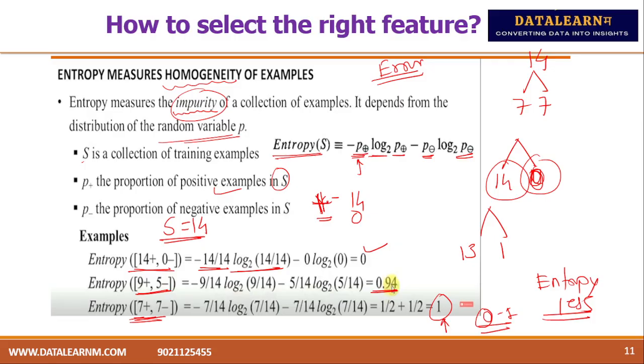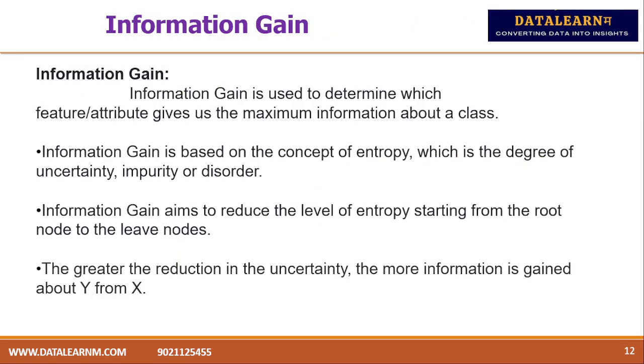14 0, 0 14, whatever. Suppose 100 samples are there, and if you are getting 100 0 or 0 100, that is a pure split. Whenever it is split, some information is gained. Suppose initially it was 7 7, then in the second step 9 5, and in the final step 14 0. So some information is gained about a class.